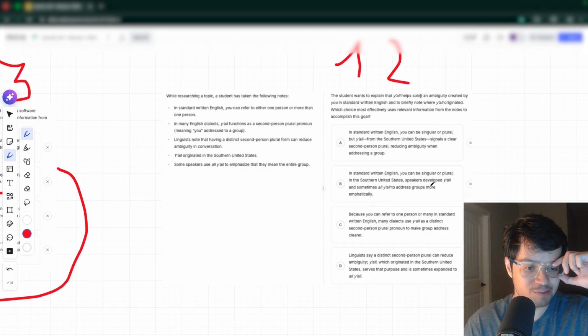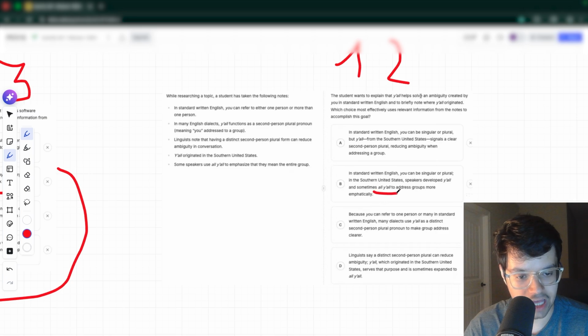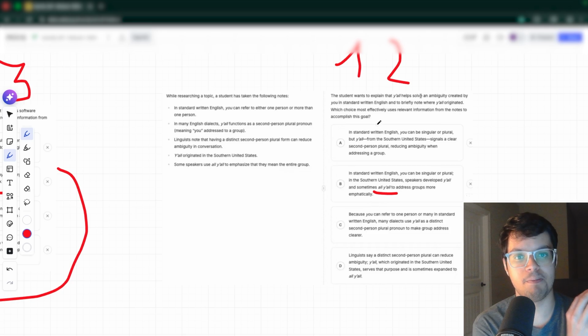So there's a couple problems here. First of all, it mentions all y'all. And I know this may be a niche thing based off what this passage is saying, but the question only asks about y'all. It really wants to focus on y'all and where that originated from. So first of all, it's kind of an unnecessary piece of information. Second thing, it doesn't really mention the ambiguity here.